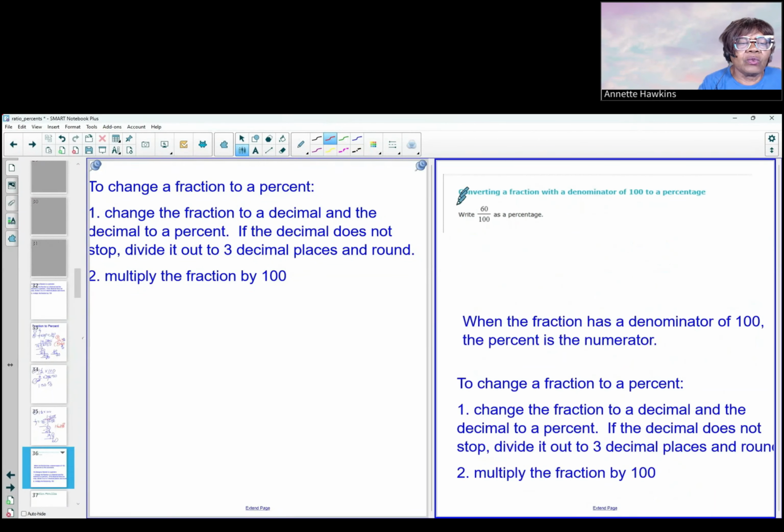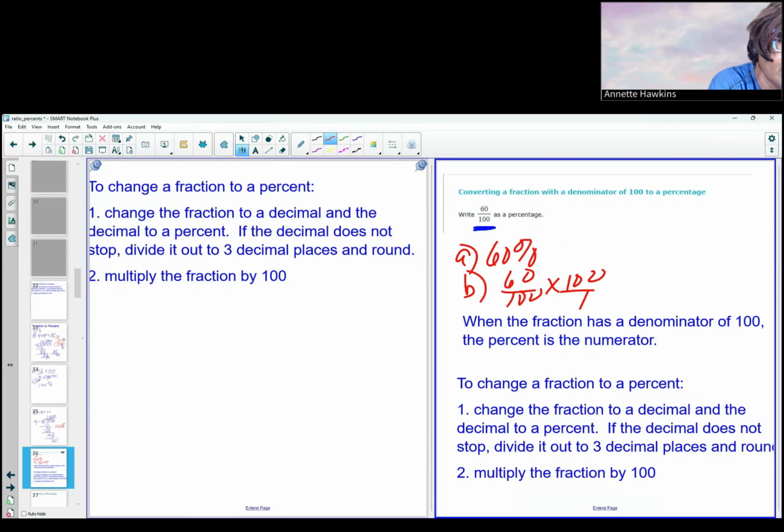All right, write 60 over 100 as a percent. Okay, now we can do this three ways. Anytime the denominator is 100, the top number is a percent. Okay, so this is 60%. Okay, the other way we can do it is we can say 60 over 100 times 100. This and this cancels and we get 60%.